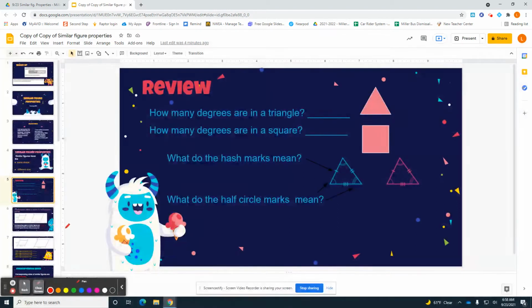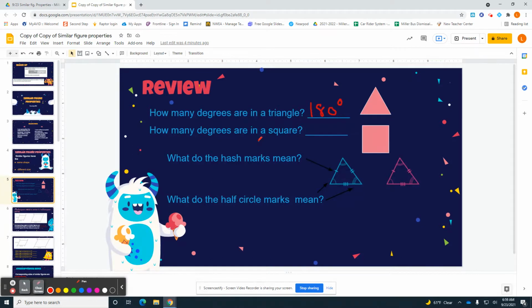Here is how many degrees are in a triangle. This is just a refresher from previous years. You should know how many degrees are in a triangle. I'm going to give you a little bit of time to think about that. So how many degrees are there in a triangle? Correct. If you said 180 degrees, you are absolutely correct.